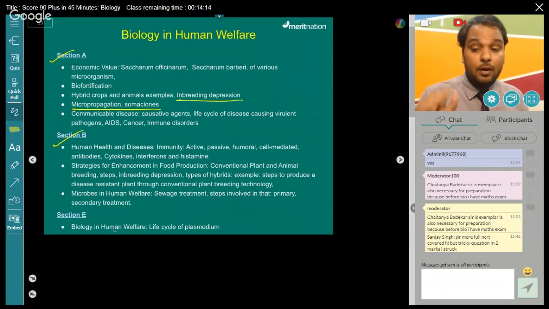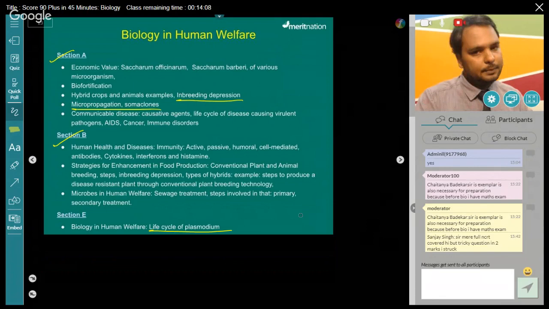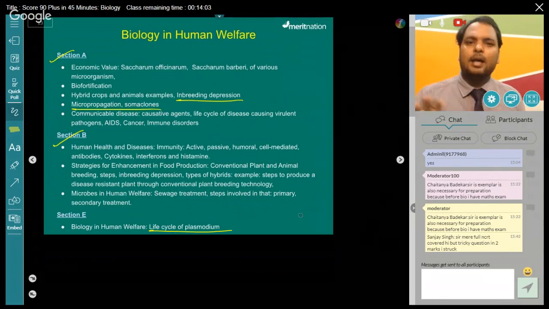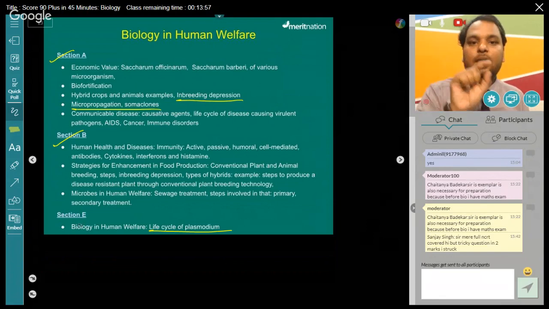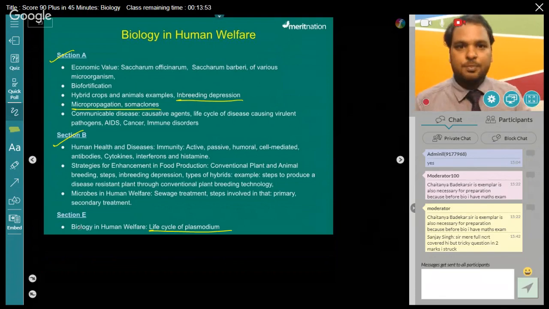For section E, you have to do the life cycle of Plasmodium or Wuchereria bancrofti that I told you. If you prepare that, perfect. And if you can draw the flow chart somehow, good. If you cannot draw the diagram, at least write the important points. For example, that trophozoite is the infecting stage, merozoite is the infecting stage, like that. You can write your answer.